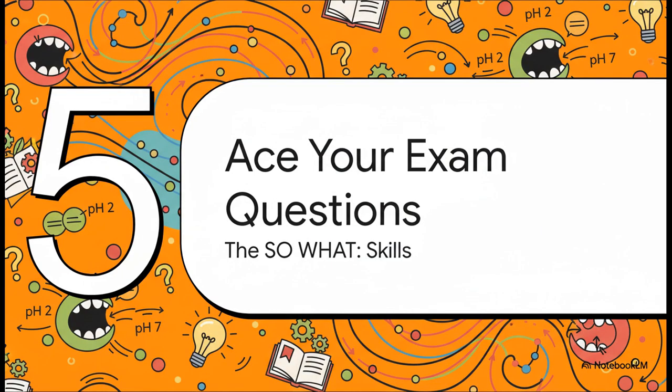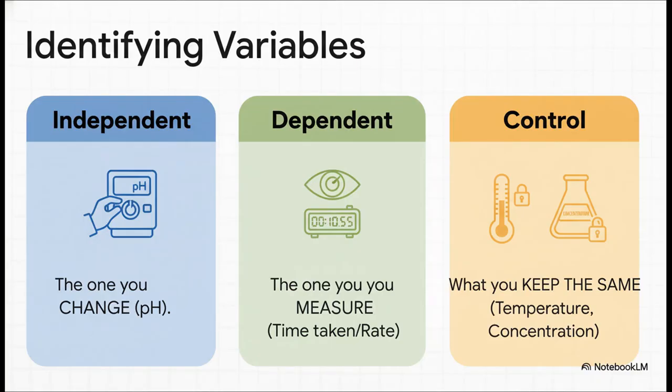Okay, understanding the practical is one thing, but now let's focus on how to turn that knowledge into cold, hard marks on your exam paper. You can pretty much guarantee you'll get a question on variables. Just remember it like this. The independent variable is the one I change, in this case the pH. The dependent variable is the one you measure. That's the time it takes. And the control variables are all the things you have to keep the same to make it a fair test, like the temperature and the concentrations.